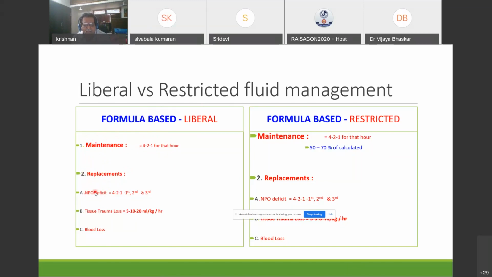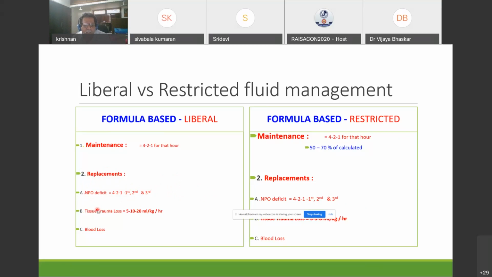Nil per oral deficit: even though we say 2 hours of clear fluid, in a regular theater setup in our part there is at least 4 hours of fasting. We may say 2 hours, but the amount that we give is too low. So we take this 4 hours of nil per oral state, calculate the hourly maintenance and multiply it by 4 hours, and give 50% in the first hour, the remaining 25% in the second hour, and the remaining 25% in the third hour. That is the nil per oral deficit that has to be replaced.